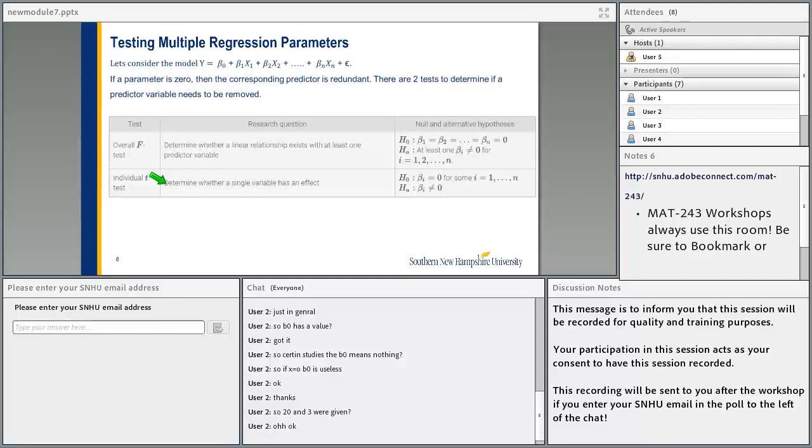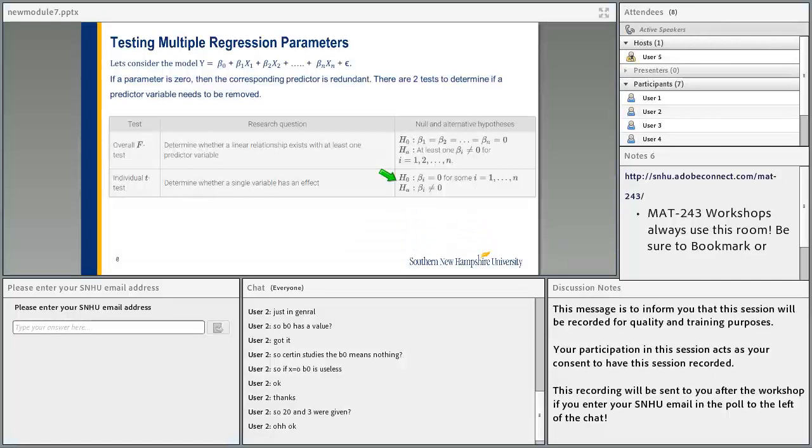The individual t-test, on the other hand, is used to determine whether a single variable has an effect. Here, you can pick one parameter and we can test if that parameter is 0 or not. So the null hypothesis is saying that beta i equals 0 for some i equals 1 through n. So here it can be beta 1 or beta 2 or beta 3. I can test and say, I want to test whether beta 1 is equal to 0. So my null hypothesis would be beta 1 equals 0. Alternate would be beta 1 not equals 0. So here I'm being more specific about which parameter I want to test.